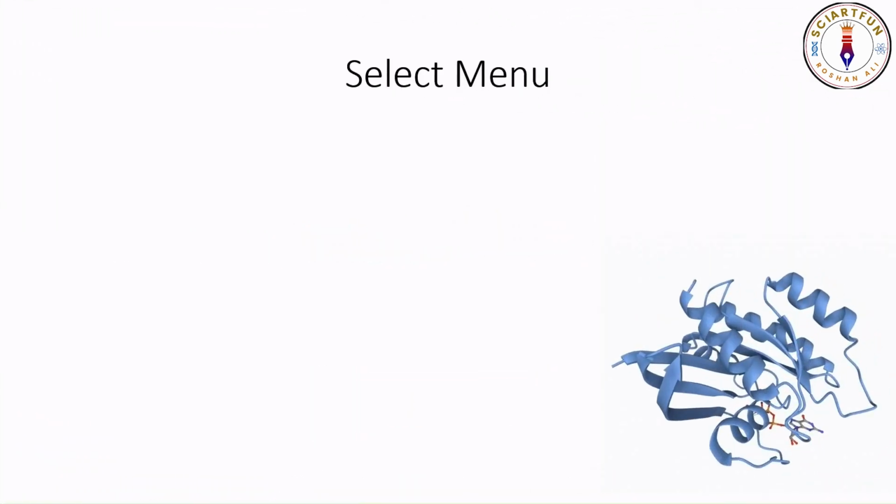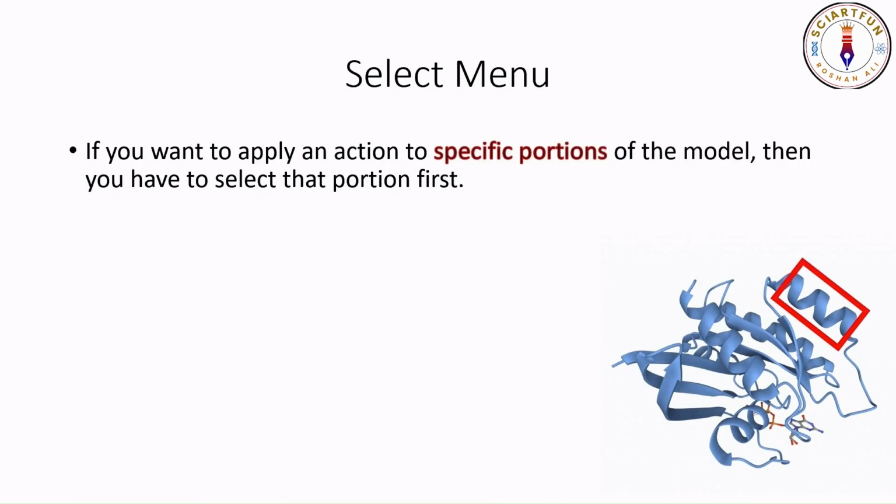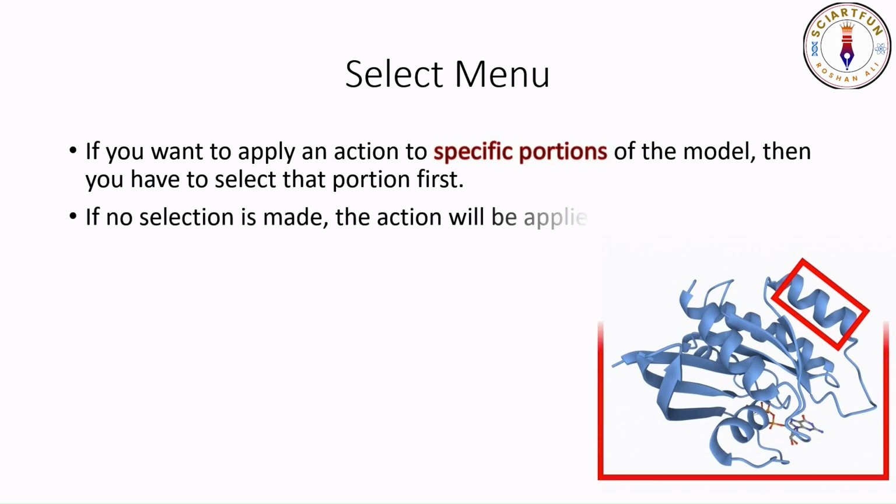Today's lesson is about the use of the Select menu of Chimera. Why is selection important? For example, you want to apply an action to a specific portion of a molecule. Then select that portion of the molecule first and then apply the action. The action will be applied to that specific portion of the protein only. If you do not select your target portion, the action will be applied to the whole molecule.